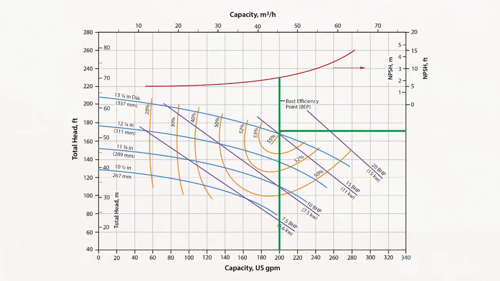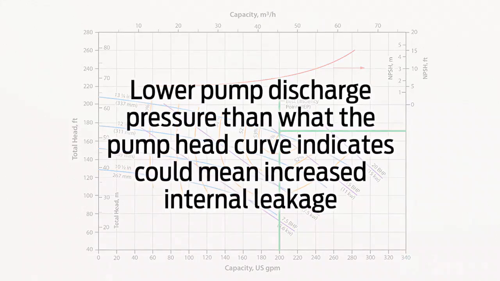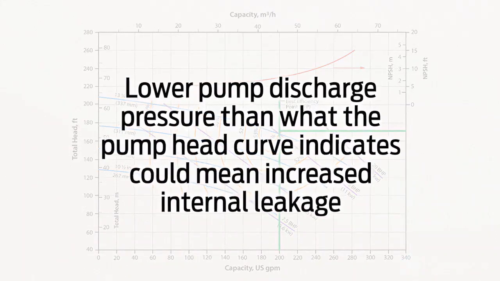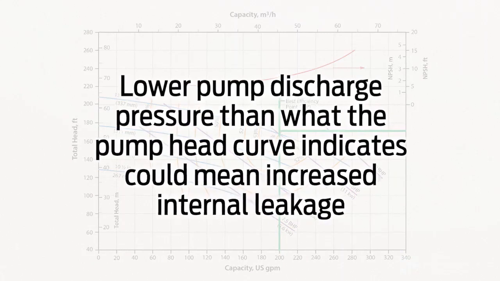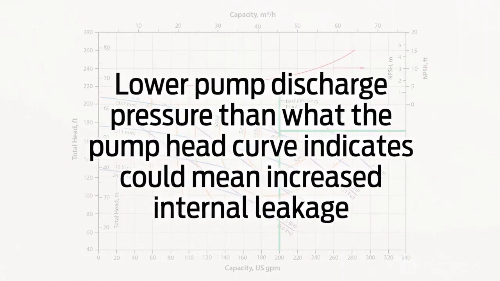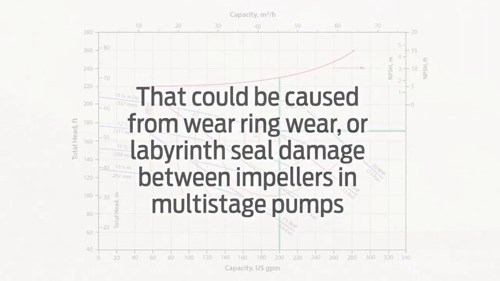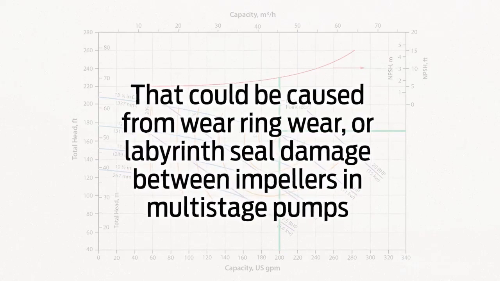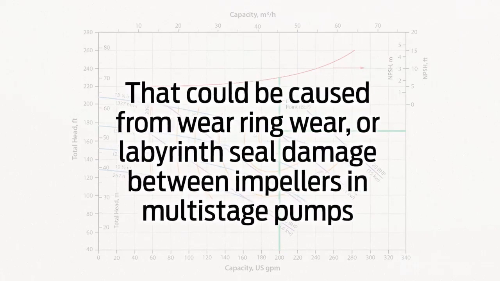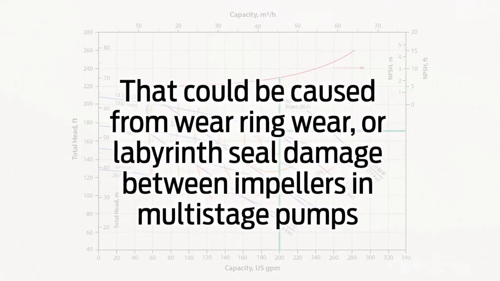In addition, the pump curve can be used to give insight into pump component health. If the pump discharge pressure is lower than what the pump head curve indicates, then that could be an indication of increased internal leakage. That could be caused from wear ring wear or labyrinth seal damage between impellers in multi-stage pumps.